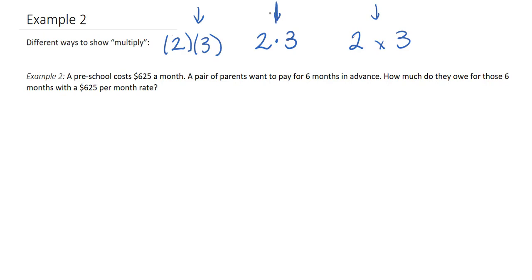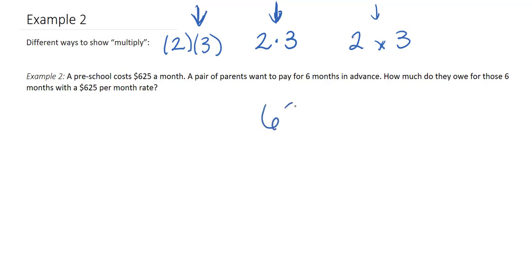We might use this, especially when there's variables in our problems, where maybe x, y, and z could be in there, so we want to avoid using x as a times. Or we could use it like this. So now let's look at the second example. A preschool costs $625 a month. A pair of parents want to pay for 6 months in advance. How much do they owe for those 6 months with the $625 per month rate?